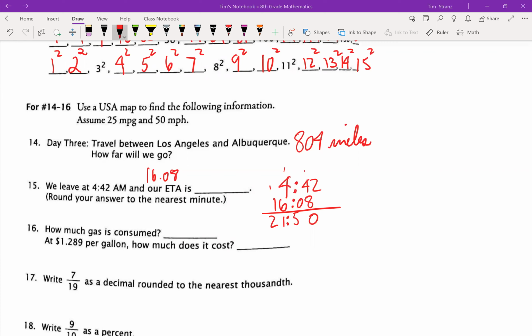I think I made a mistake somewhere. Once again, let me double check. 4.8. Yeah, it's about 8:50, right? We'll just say it's about 8:50 p.m. is when they arrive. All right, number 16.